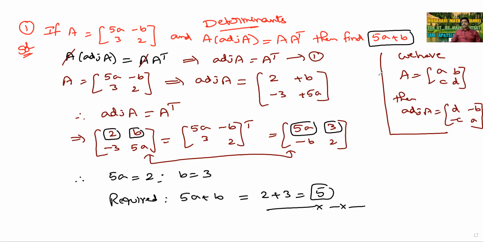So this is the most important direct formula. If A is equal to the matrix A, B, C, D, then adjoint of A is equal to D, minus B, minus C, A. In this, the first point is that we interchange the principal diagonal elements. The second point is multiplying the other diagonal by minus 1.